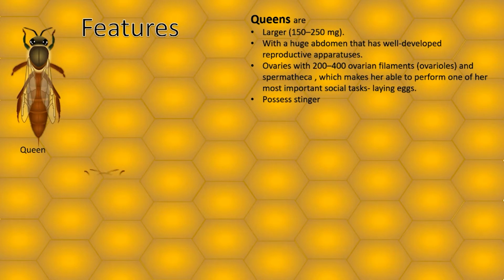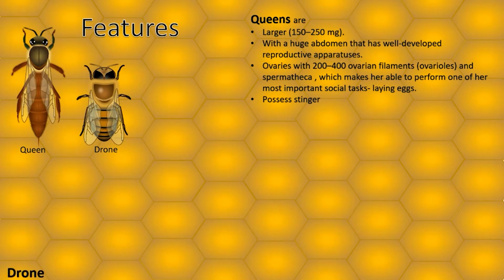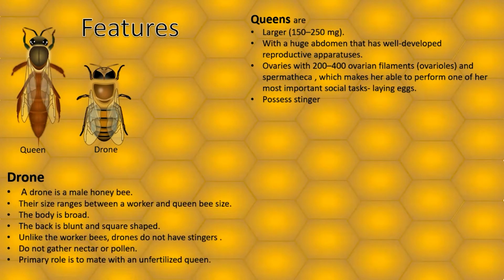She possesses a stinger. Drones. A drone is a male honeybee. Their size ranges between that of a worker and a queen bee. The body is broad. The back is blunt and square-shaped. Unlike worker bees, drones do not have stingers. They do not gather nectar or pollen. The primary role of a drone is to mate with unfertilized queens.